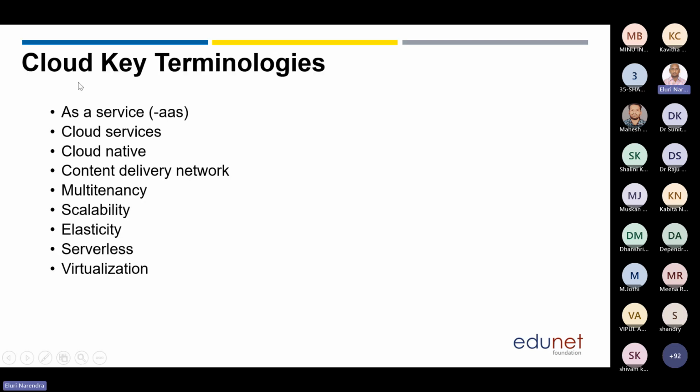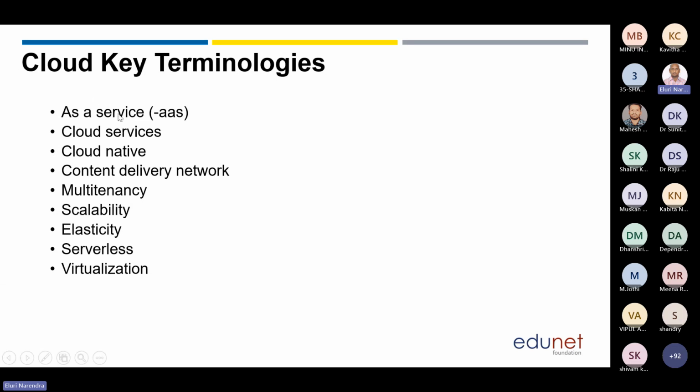Coming to the next slide, these are some key terminologies. If you want to understand cloud technology more clearly, there are a few terms we need to understand. The first term is "as a service," AAS. "As a service" means whatever request you make to the cloud service provider, I'm calling it a service.